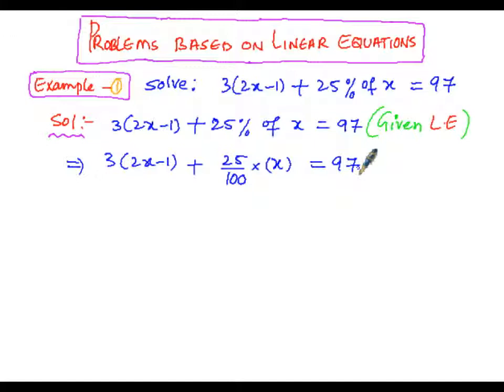Now, by further simplification of the second term on the left hand side, 25 ones is 25 in the numerator, and 25 fours is 100 in the denominator. The further logical step will be 3(2x minus 1) plus x overall divided by 4 is equal to 97.